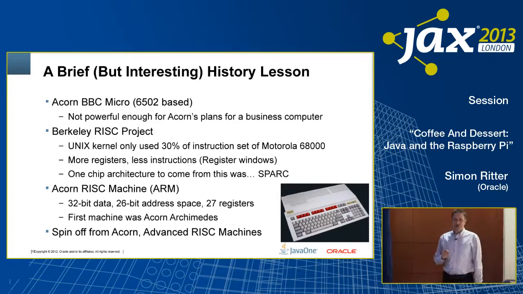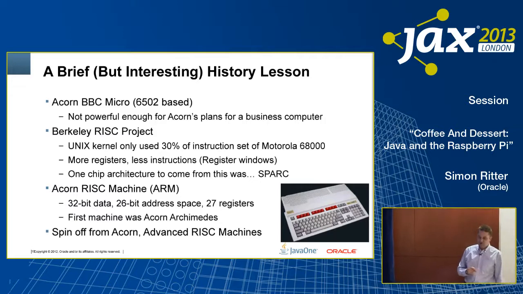That had a 32-bit data bus, a 26-bit address space, and 27 registers. And the first of those was the Acorn Archimedes. Anybody remember the Acorn Archimedes? Same people, good. After a while, they decided to spin off the chip manufacturing business, and that became Advanced RISC Machines, which is now called ARM. That's where ARM came from.